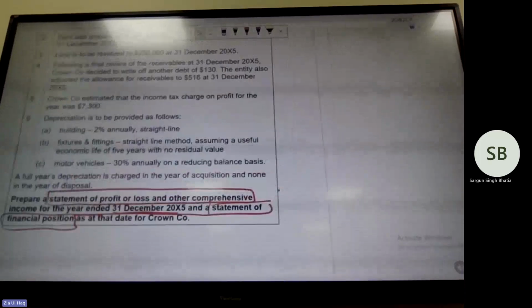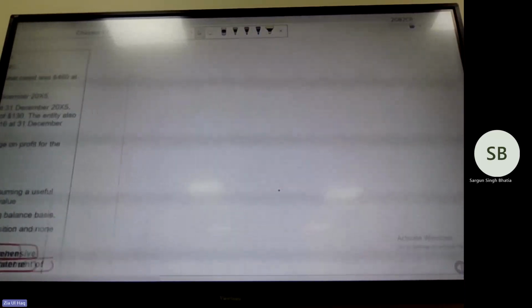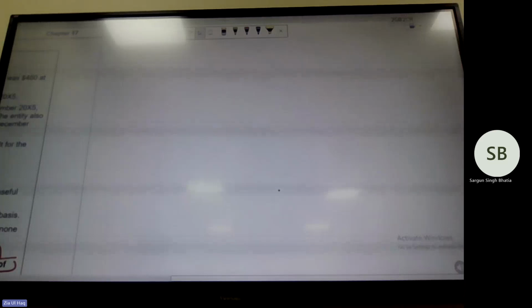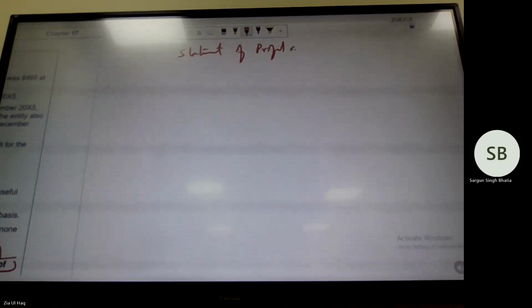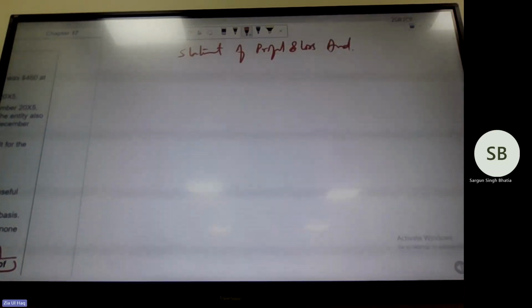How can we prepare this? Just put two long pages, one for the statement of profit and loss and other comprehensive income.